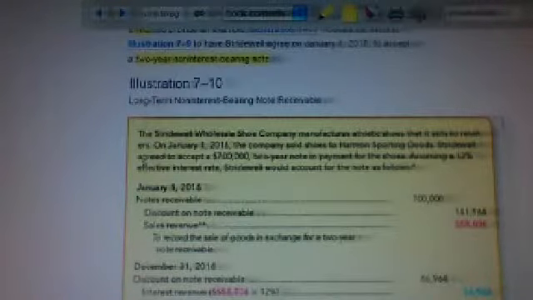And on January 1, 2016, the company sold shoes to Harmon Sporting Goods. Stridewell agreed to a $700,000 2-year note in payment for the shoes, and assuming a 12% effective interest rate, Stridewell would make the following entries January 1 of 2016. They'd go ahead and debit notes receivable for $700,000.